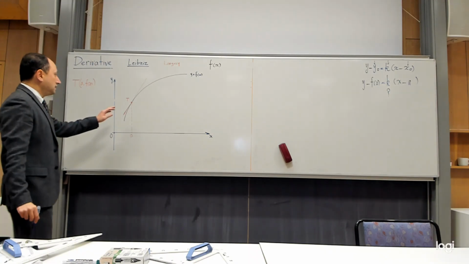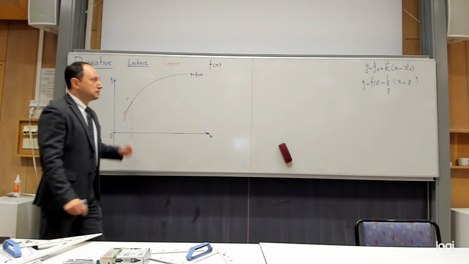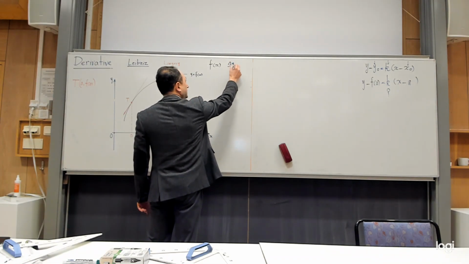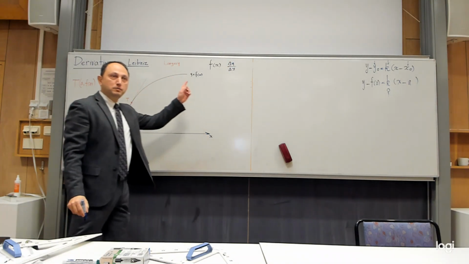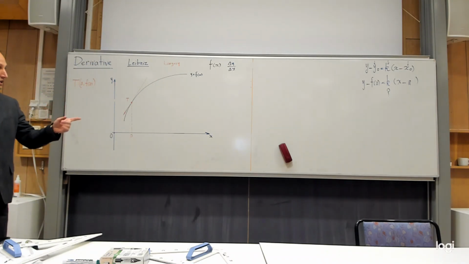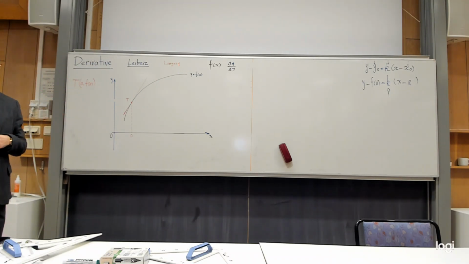And he realized that he cannot use this formula directly, because he knew about the formula for k as well, but this is not applicable here. Why?